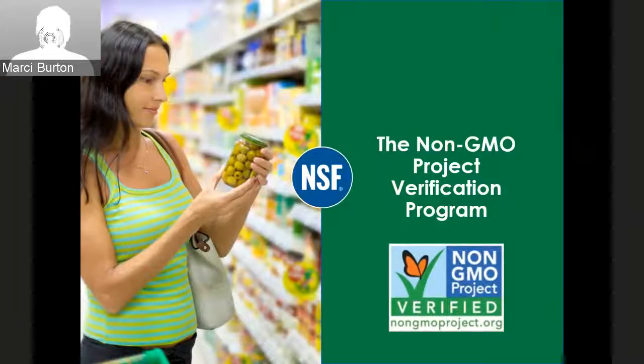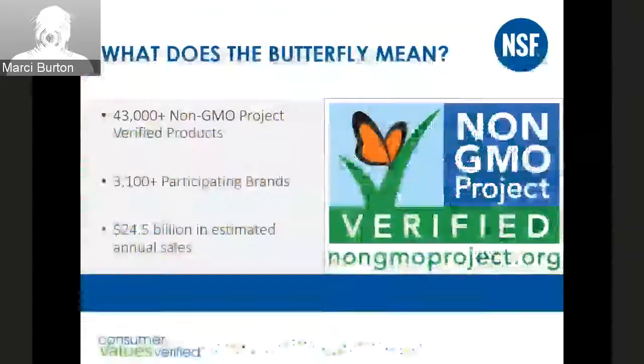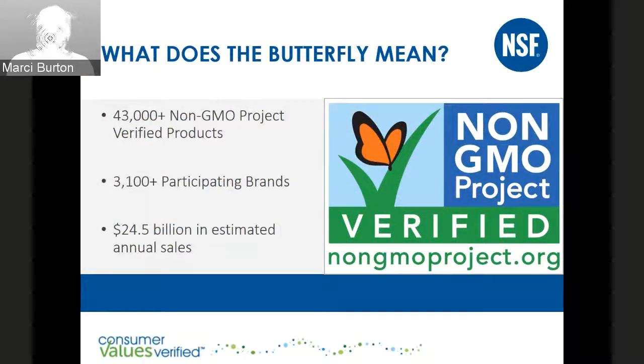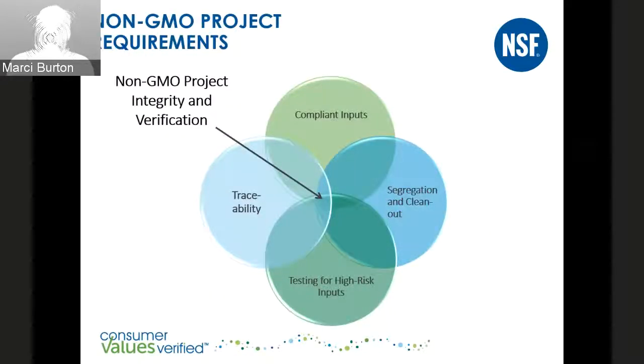All right, so like I said, I'm going to start with the non-GMO project verification program. You may recognize the non-GMO project by the butterfly logo, is what we like to call it. Right now the non-GMO project has about 43,000 verified products. We've got about 3,000 participating brands. And so probably the most recognized program right now for non-GMO.